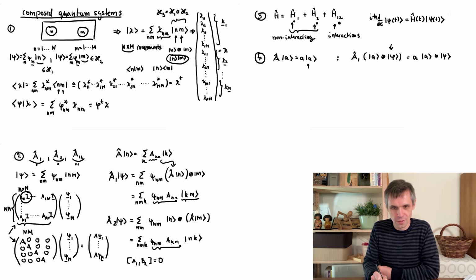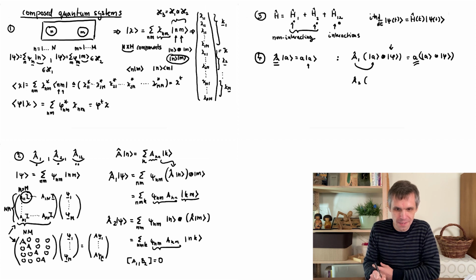Our general definition told us to act on this state just with this operator. So we just extract this eigenvalue here, and we can just pull it to the front. So this is indeed still an eigenstate. And if we do the same for an observable for the second part of the system, then we can simply write it like this. So the eigenstates are just of this form here, again with the same eigenvalues.